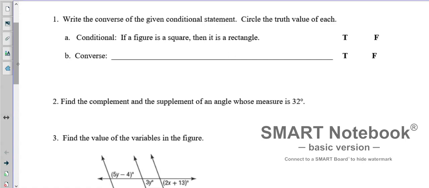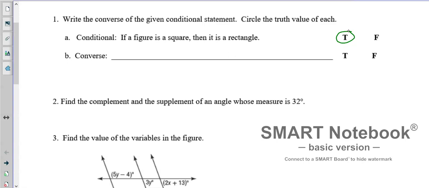All right, so it says if a figure is a square, then it is a rectangle. So if it's a square, then it's a rectangle. That is true. Okay. A rectangle is not always a square, but a square is always a rectangle. It's a more specific name of a rectangle.